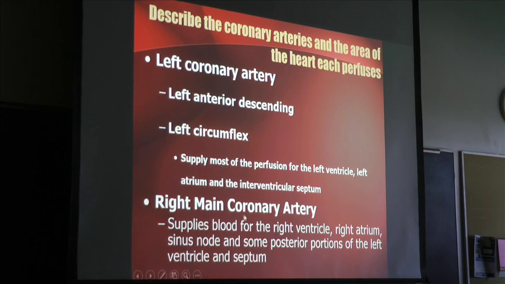It tells you that the right main coronary artery supplies blood for the right ventricle, that goes together. The right atrium, that goes together. The sinus node, did you learn about that yet in your anatomy? So the sinus node starts the conduction for heart contraction. That's something different that you would have to go through in your notes when you're reviewing. The sinus node is fed by the right main coronary artery. And the other exception is that it also feeds some posterior portions of the left ventricle and the septum.